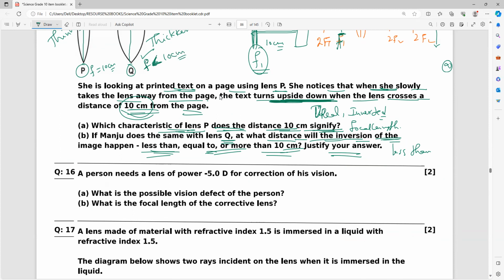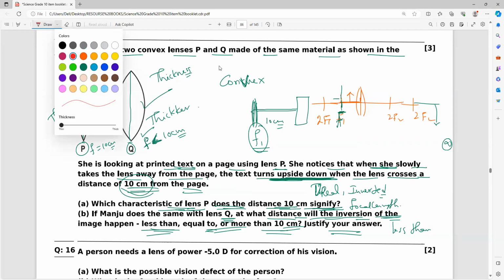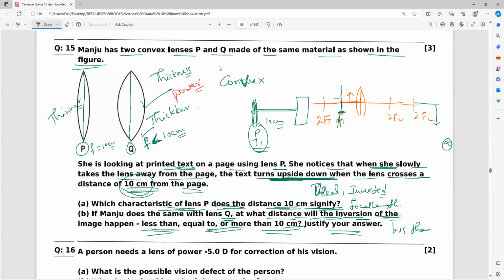Any doubt, anybody can ask. Do you understand, guys? Because it is the inversion, opposite. Thickness increases, focal length decreases. What increases? Power increases. Even while teaching I have taught you. Do you remember, everybody? So thicker the lens, greater the power, lesser the focal length. Thinner the lens, greater the focal length, lesser the power. So definitely it will be less than 10 centimeter.